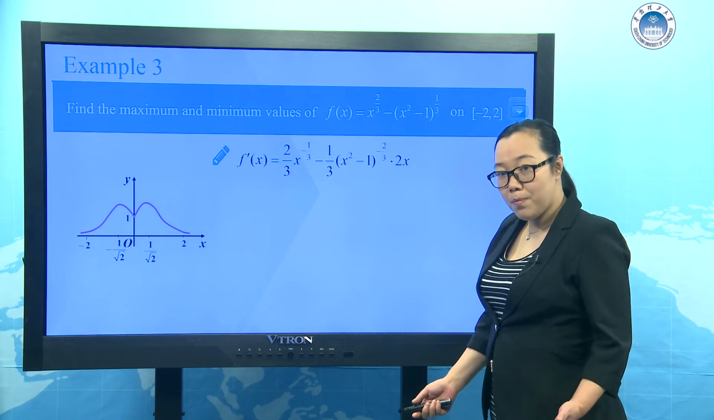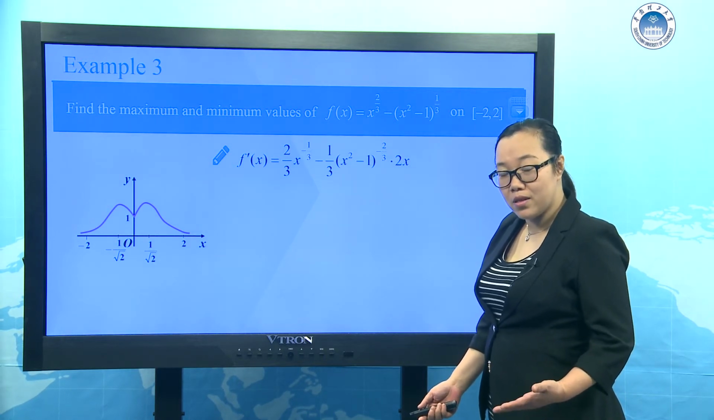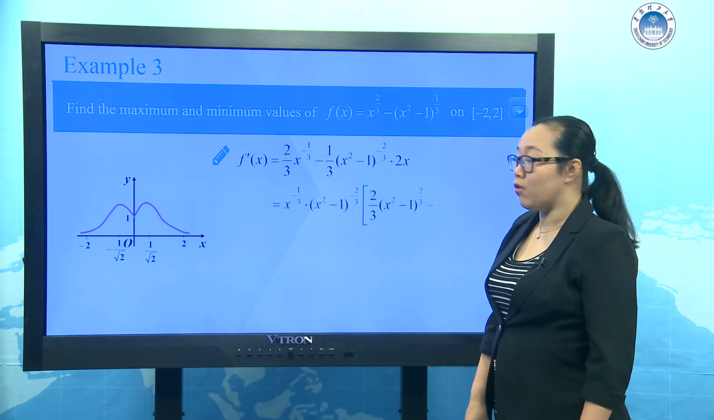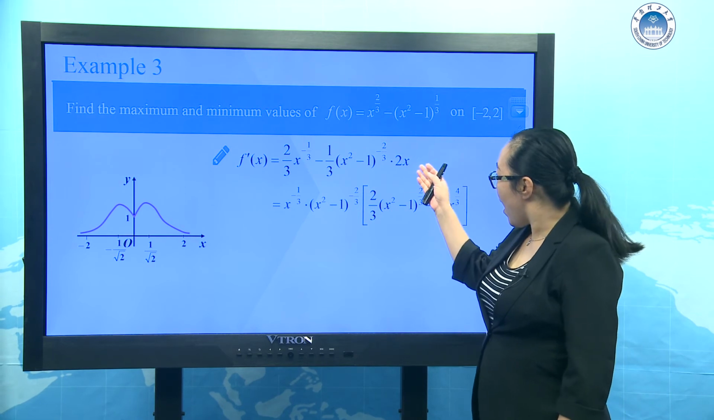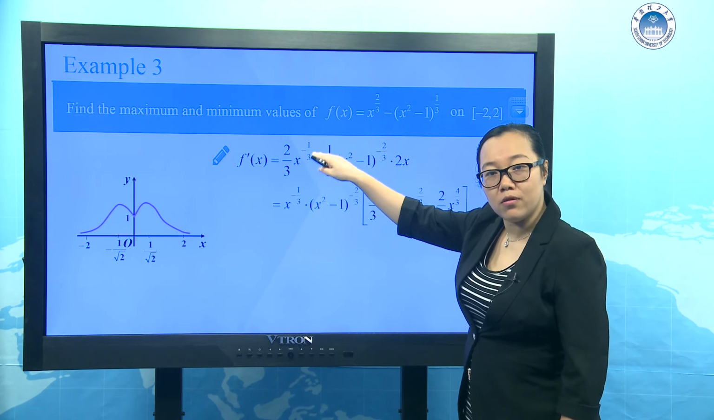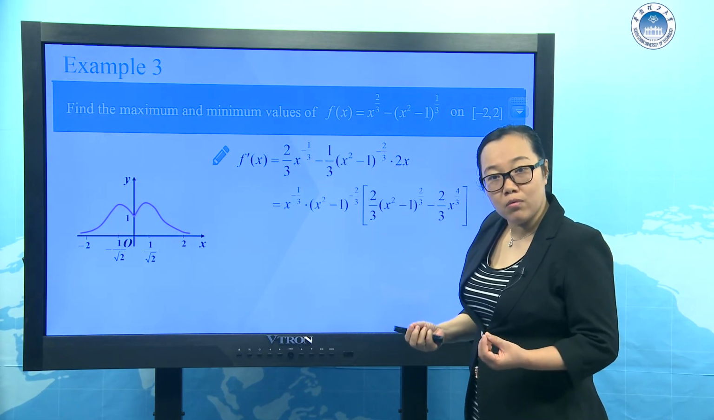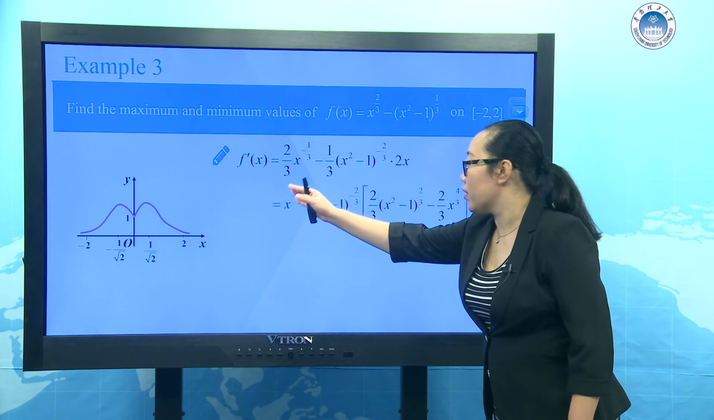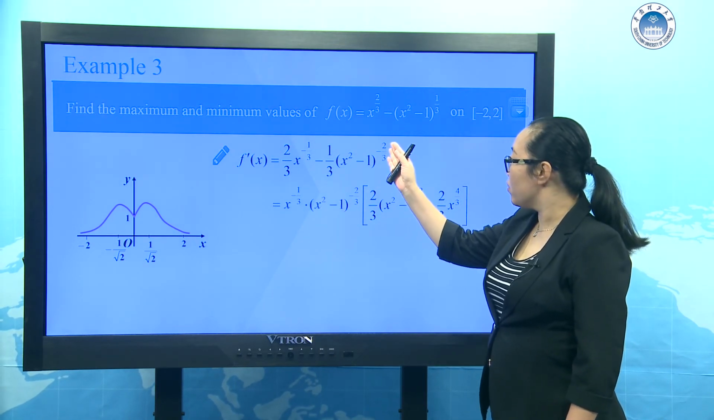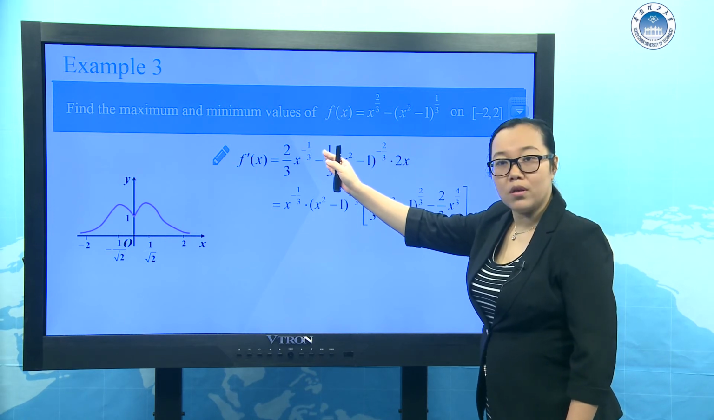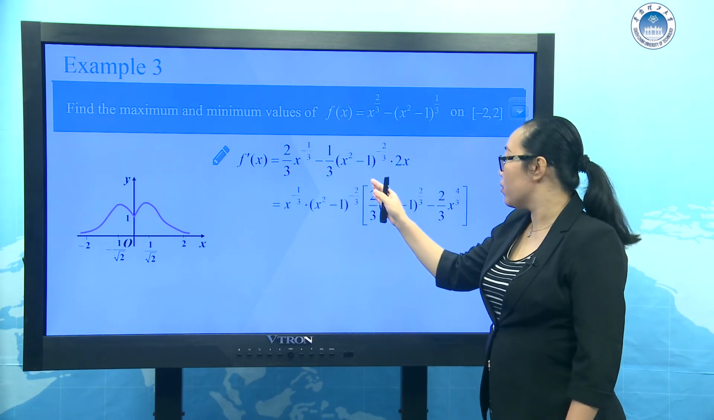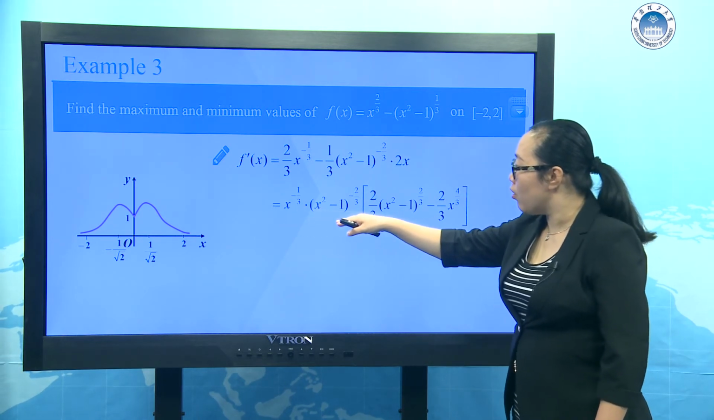How to get f prime equals 0 or does not exist? Taking out the common factor. What is our common factor? Pay attention to the x power, which is 1. This x power is minus 1 over 3, which is the smaller one. Yes, minus 1 over 3. So taking out together this term, corresponding minus 2 over 3. This term means the power is 0. Together, minus 2 over 3 is our common factor.